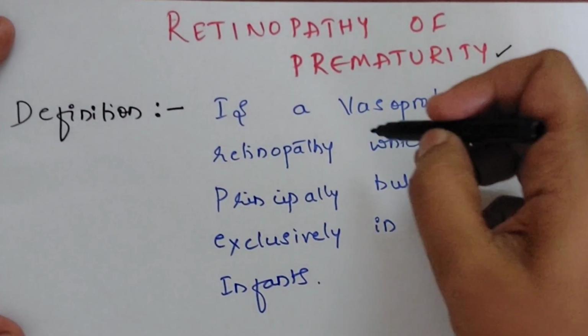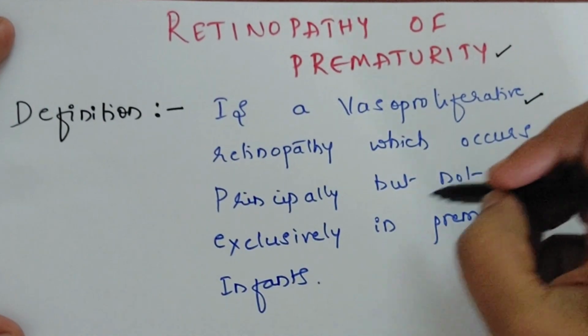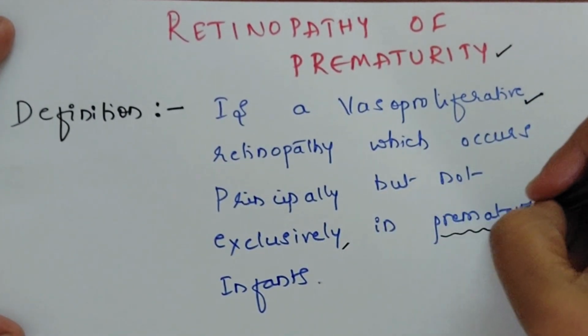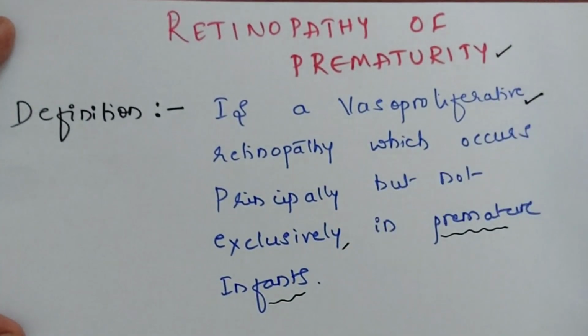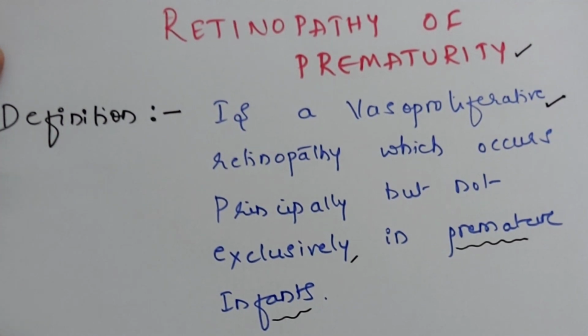How do you define retinopathy of prematurity? ROP can be defined as a vasoproliferative retinopathy which occurs principally but not exclusively in premature infants. It means that it's more common in premature infants, but it can also occur in mature or term babies if there are some other predisposing factors, which I will be discussing later.